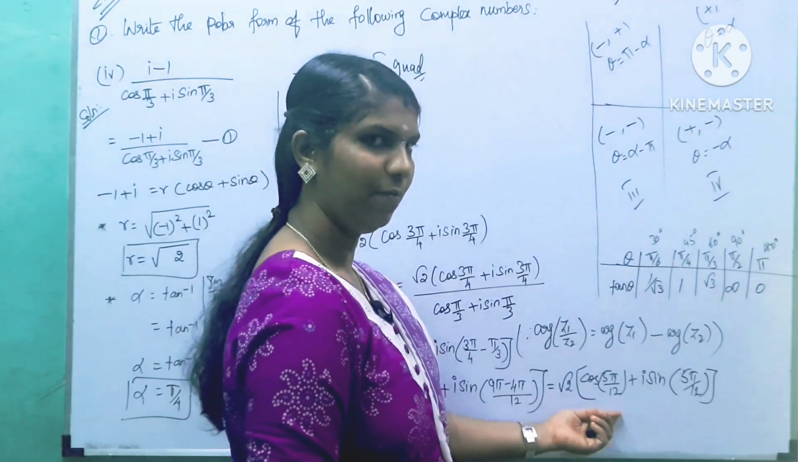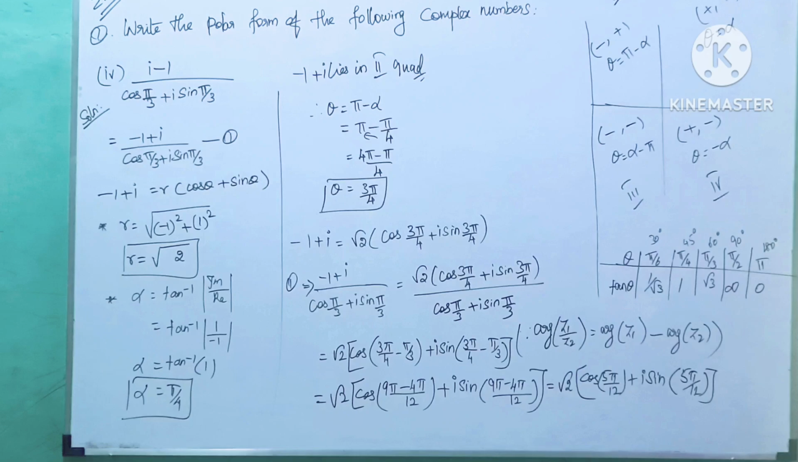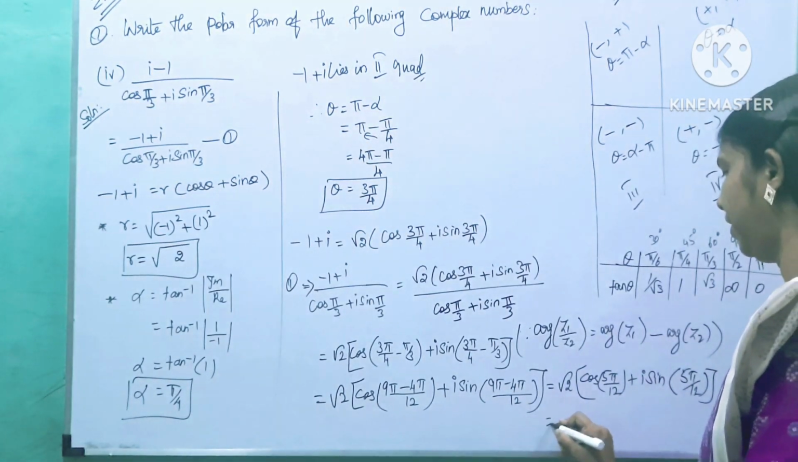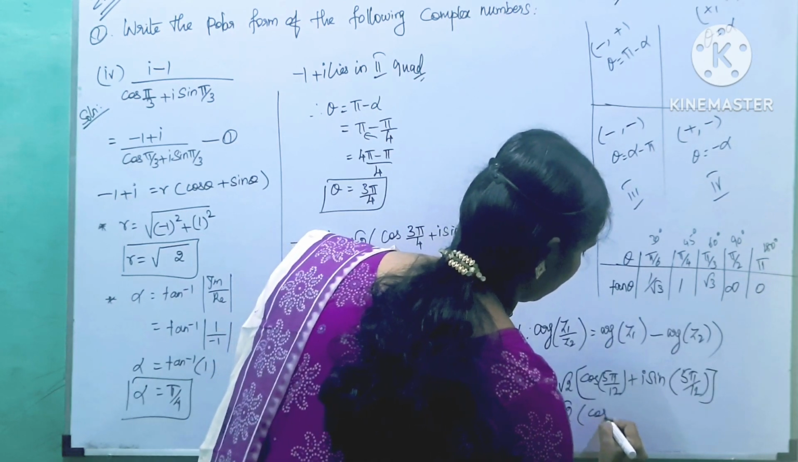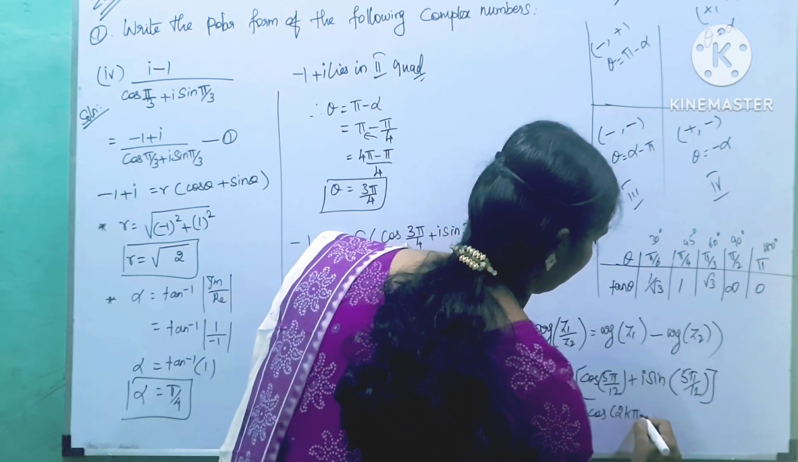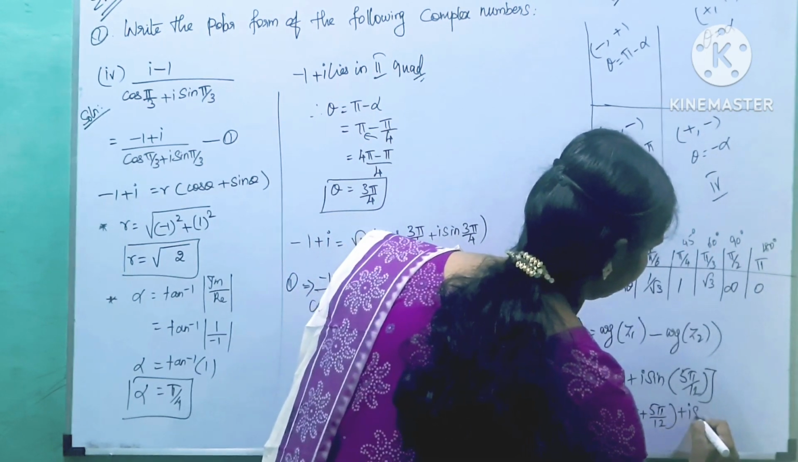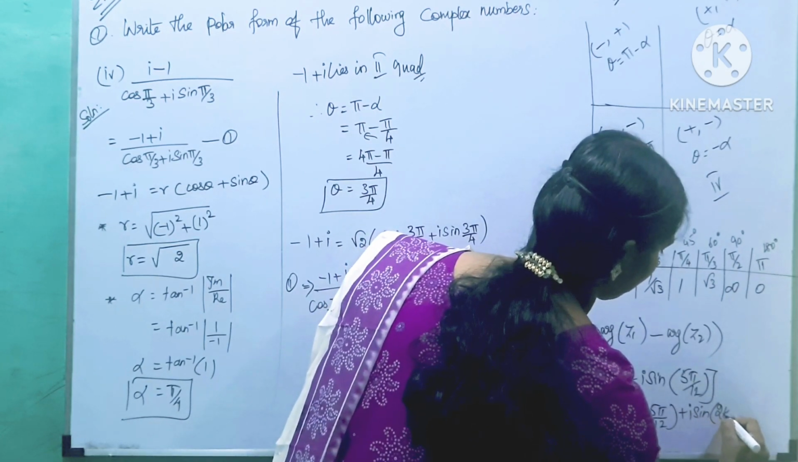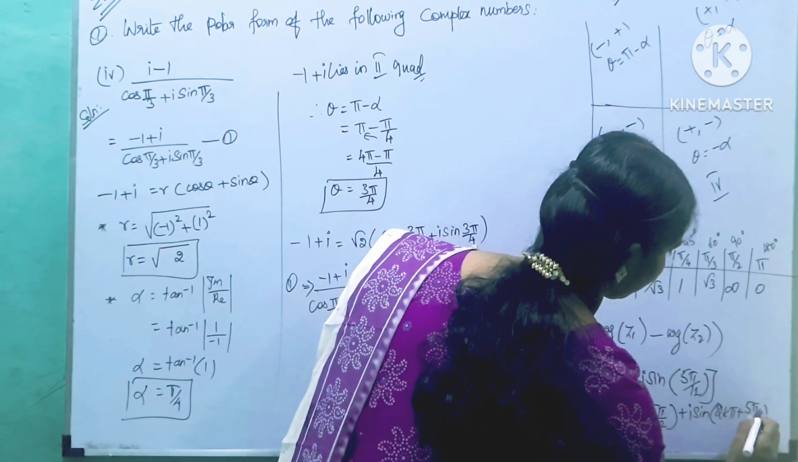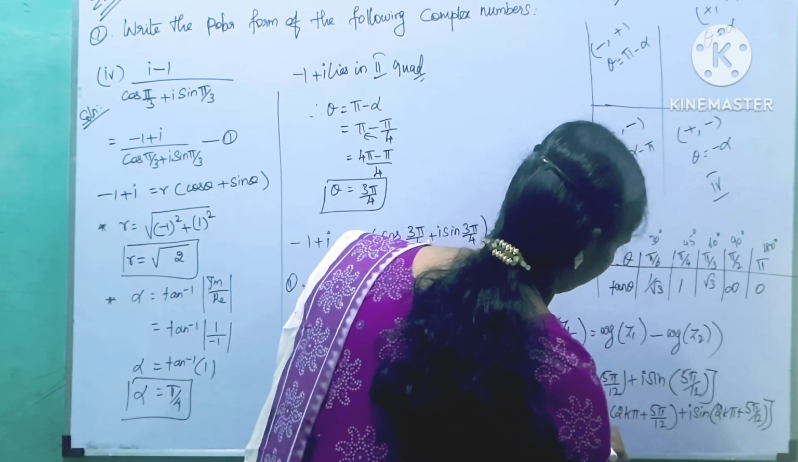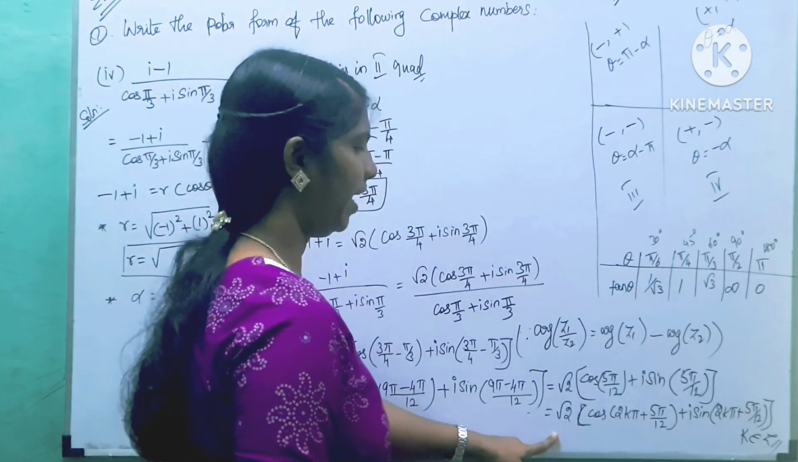So this is principal argument value. இது கூட 2k pi add பண்ணாதான் நமக்கு argument values கிடைக்கும். Just இது கூட 2k pi add பண்ணா final step complete ஆயிரும். This is equal to root 2 into cos of 2k pi plus 5 pi by 12 plus I sin 2k pi plus 5 pi by 12. Where k belongs to z. This is the required polar form.